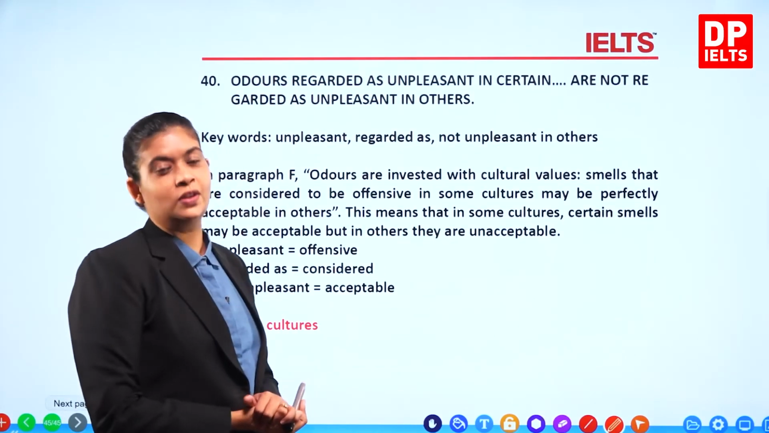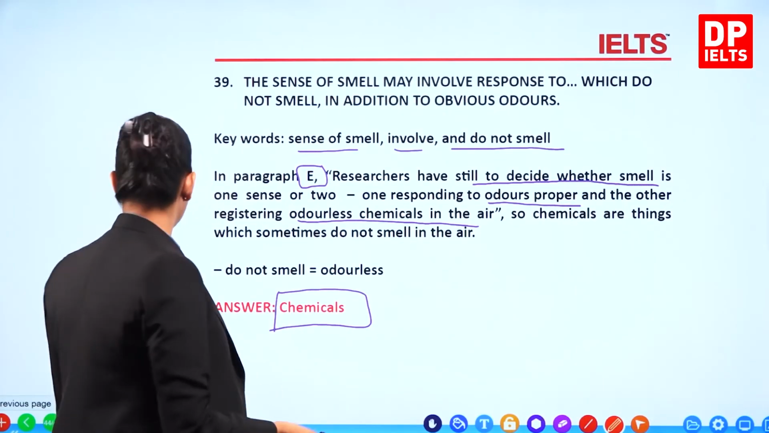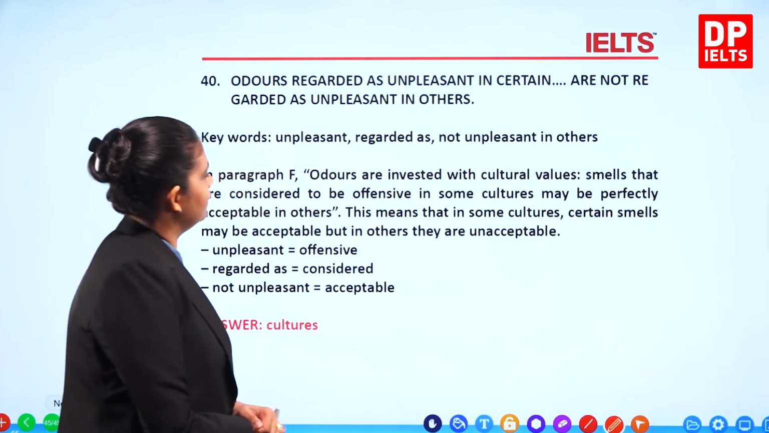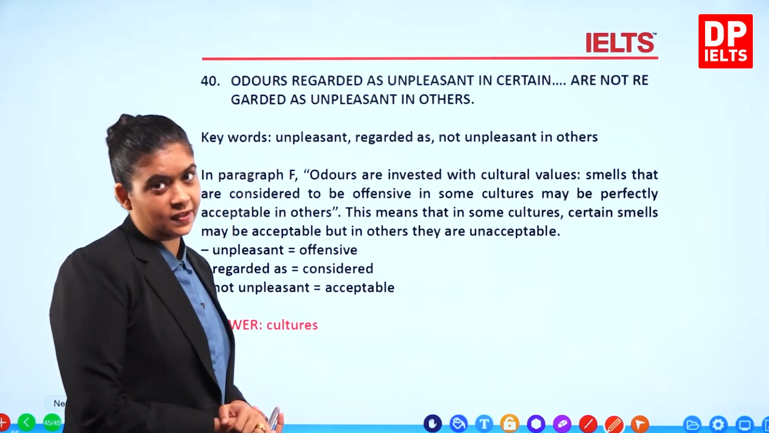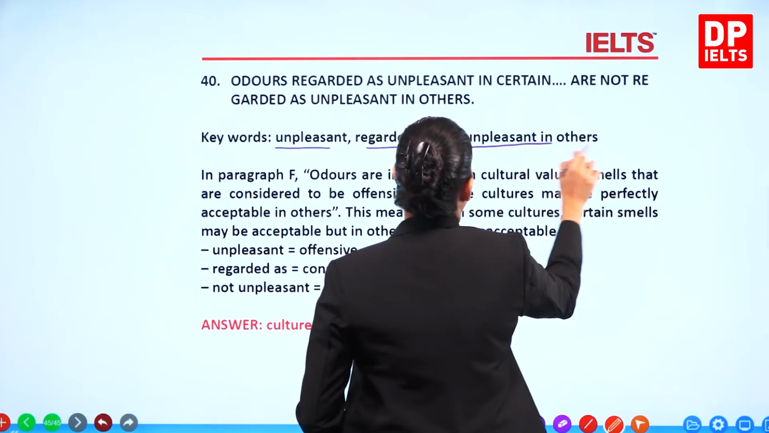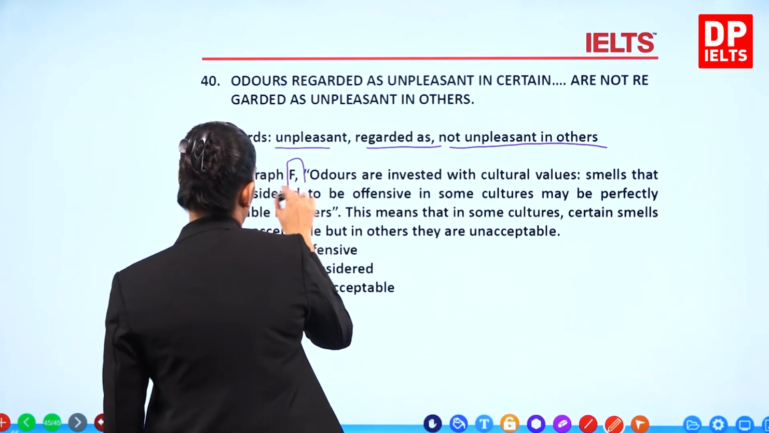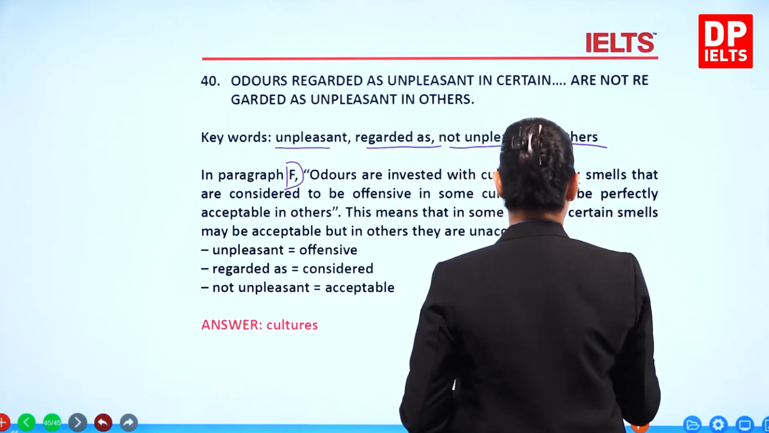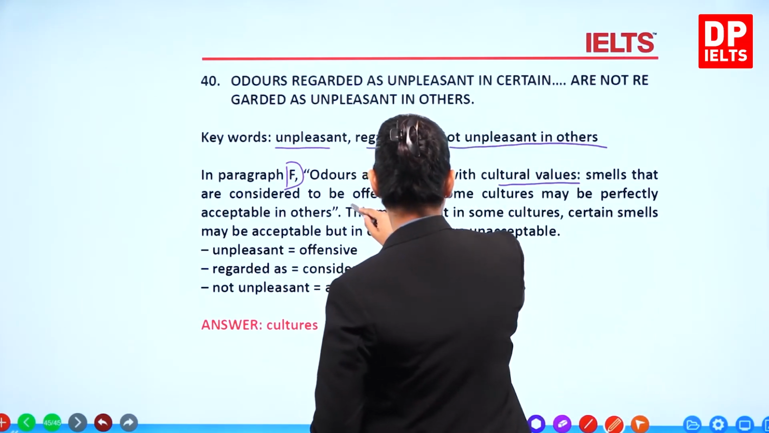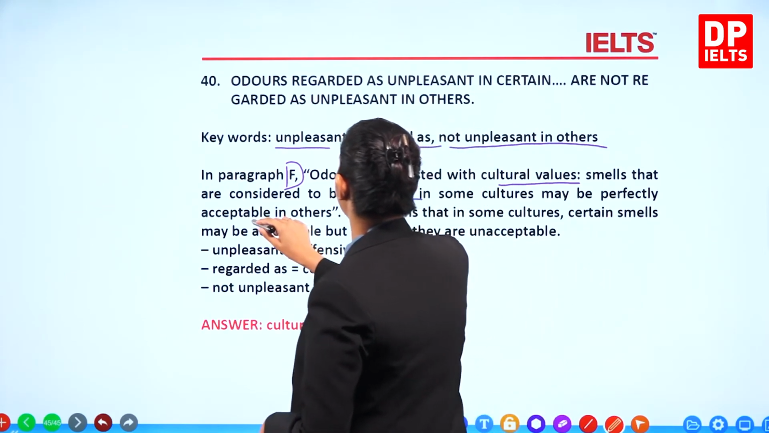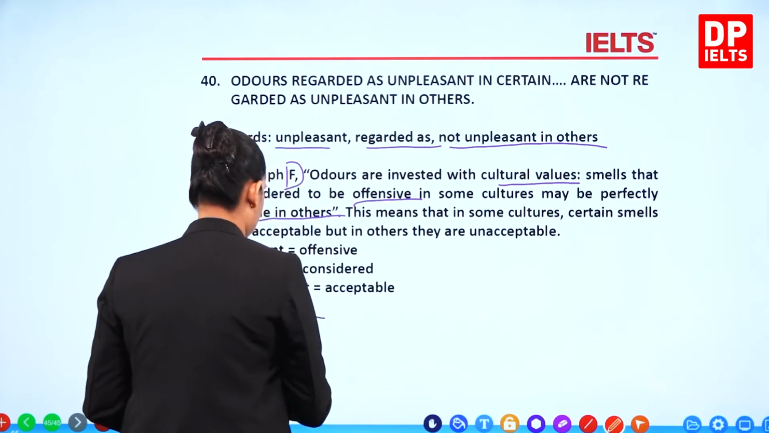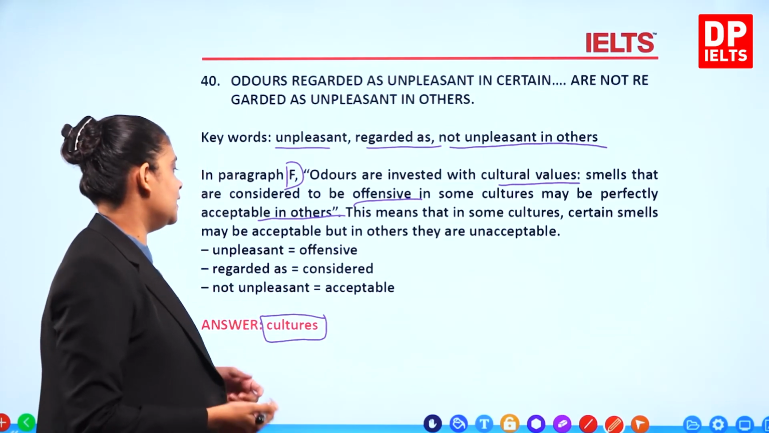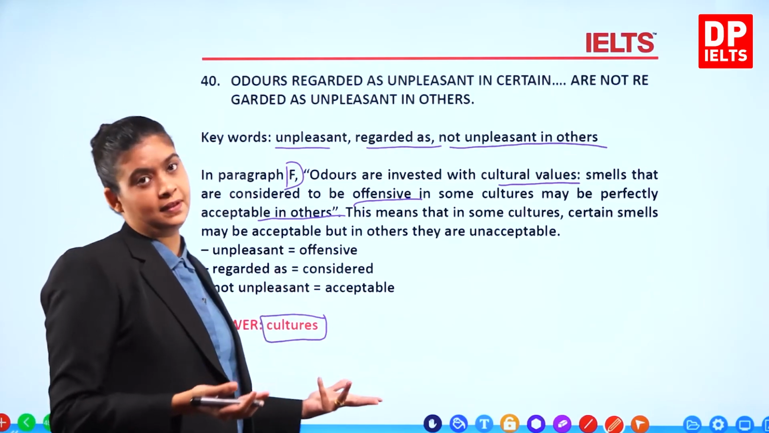And the last question, question number 40. Odors regarded as unpleasant in certain blank are not regarded as unpleasant in others. So, unpleasant regarded as not unpleasant in others. So, if you go to para F, in paragraph F, odors are invested with cultural values, right? Smells that are considered to be offensive in some cultures may be perfectly acceptable in others. So what is it in certain cultures? So unpleasant is offensive, regarded as is considered, and not unpleasant means acceptable, okay?